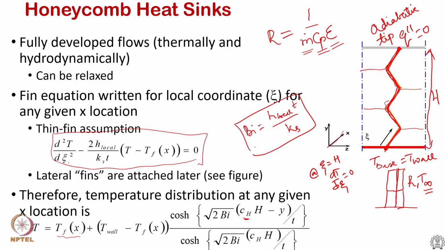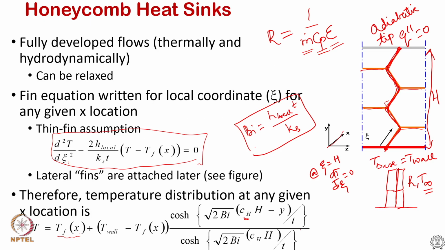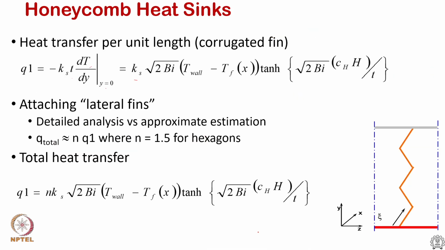And then moving on, we calculate for a single fin, per unit length, where this unit length is going into the page, a heat transfer rate which is minus Ks times thickness of the fin times dT by dy at y equal to 0. Using the temperature solution that we obtained here, we derive dT by dy at y equal to 0 and substitute it over here, and that expression is given here.